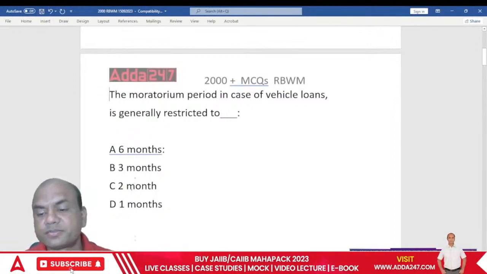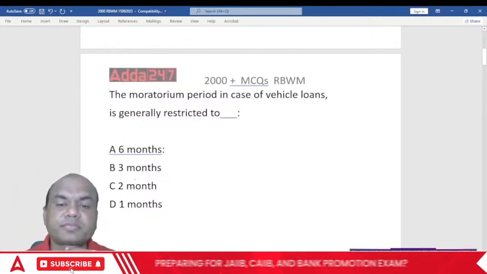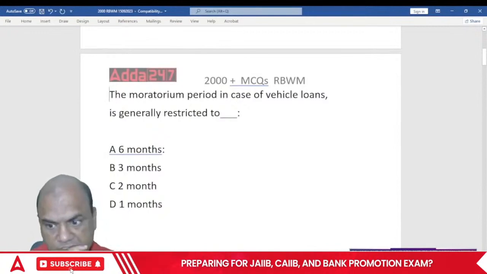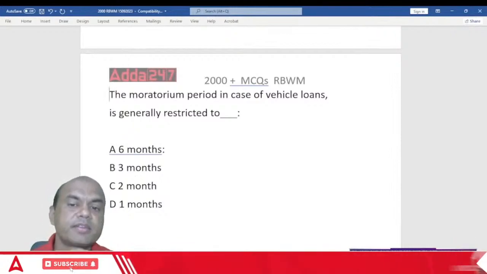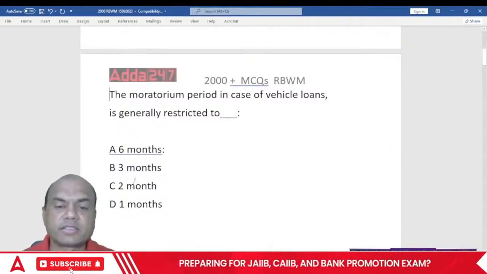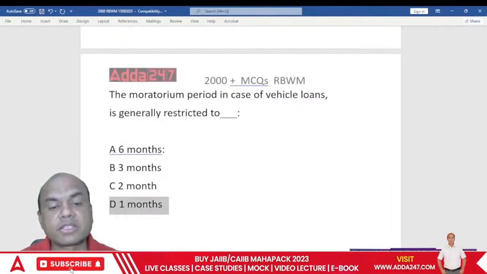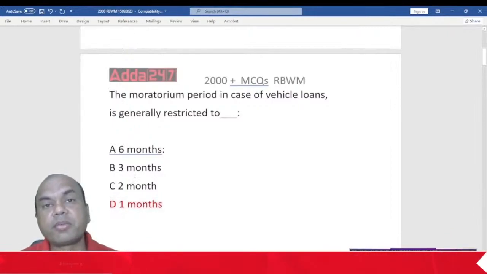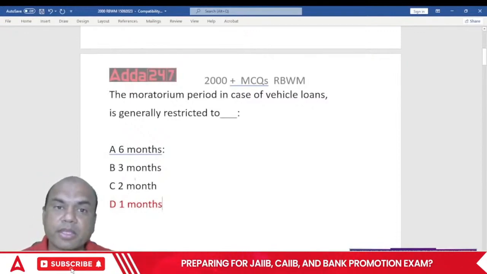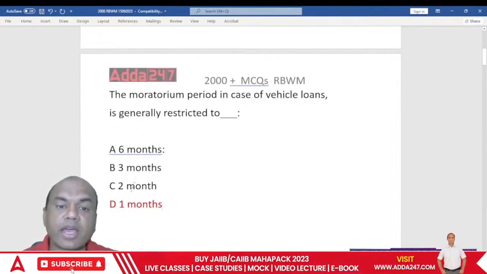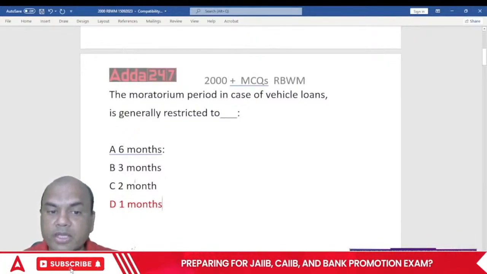So it is given as, let me see. Yes, actually there is no moratorium period, but 1 month is considered as a moratorium period. Why? Because when we disburse it, after 1 month, the customer starts repaying, right? That is the logic. So actually, there is no moratorium period. Okay, no moratorium period allowed for vehicle loans.